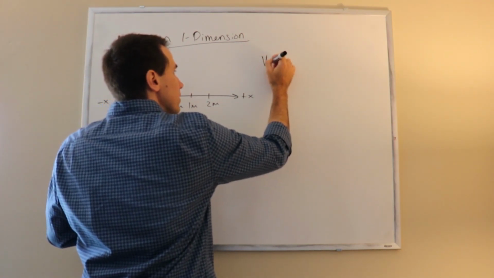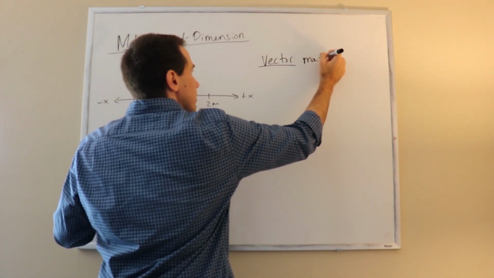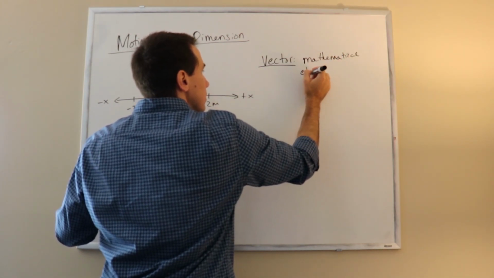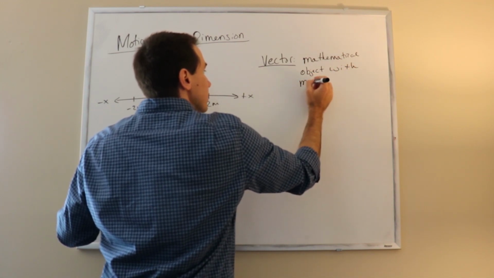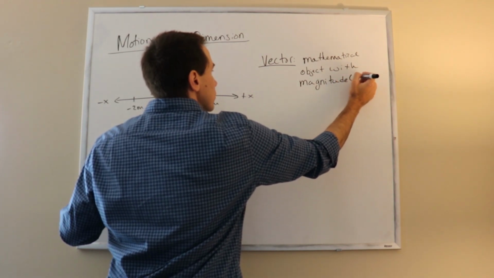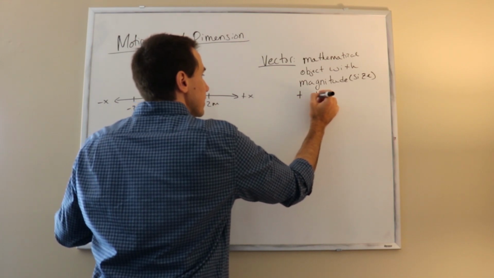So a vector is a mathematical object with magnitude, which also just means size, and direction.